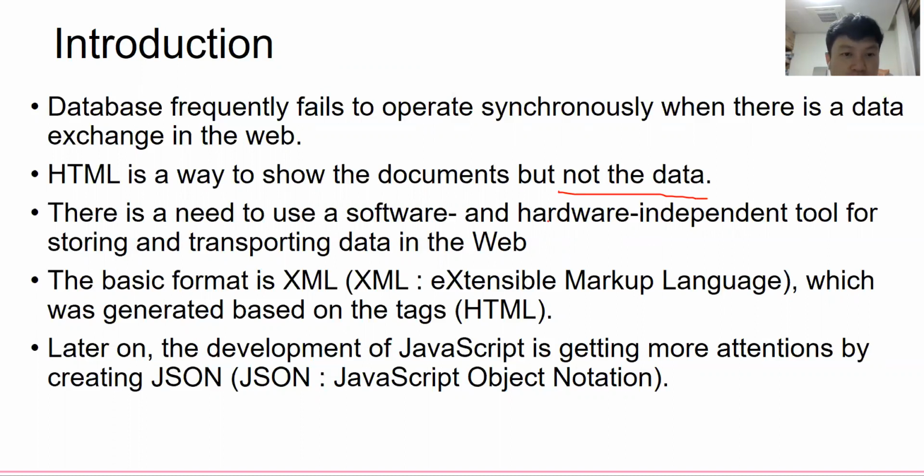So we are going to learn some languages. Actually there are two languages. One language we call XML, which comes from extensible markup language, which is generated based on text. We use text, and the text is from HTML. And later on, after you know JavaScript, JavaScript shows something related with objects, and we call it JSON, or JavaScript Object Notation.